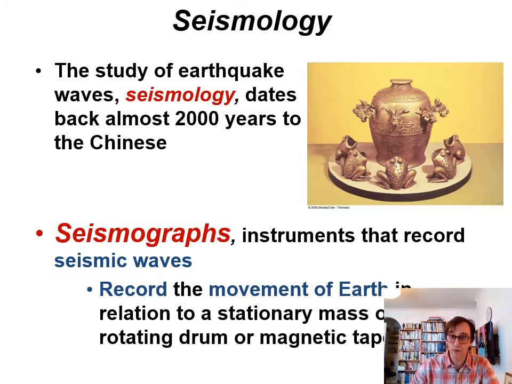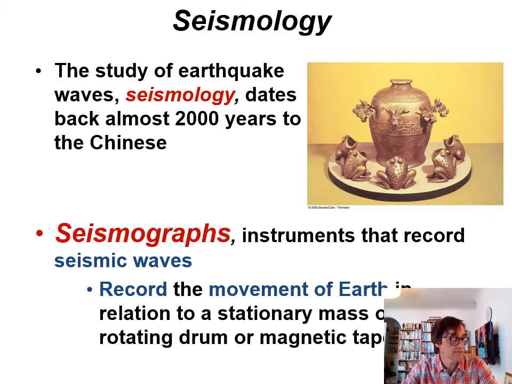What we now use, the modern day instruments, are called seismographs, and these are the instruments that record seismic waves. They can record the strength of an earthquake especially, but also we can use them together, as we'll find out, to work out the location of an earthquake.